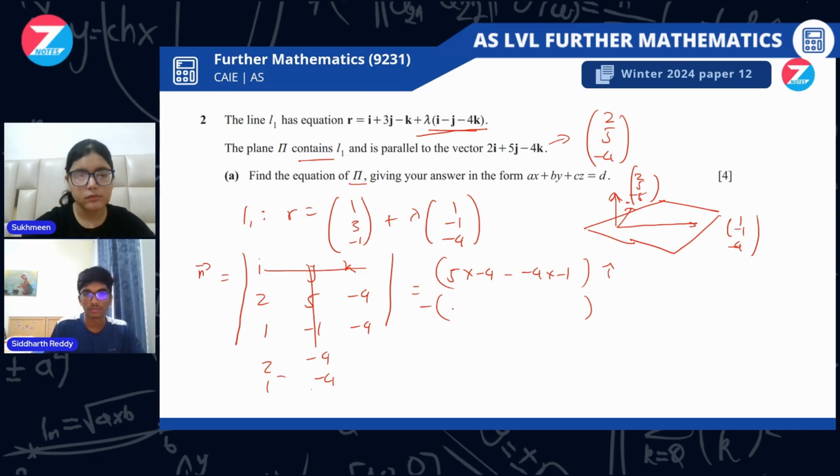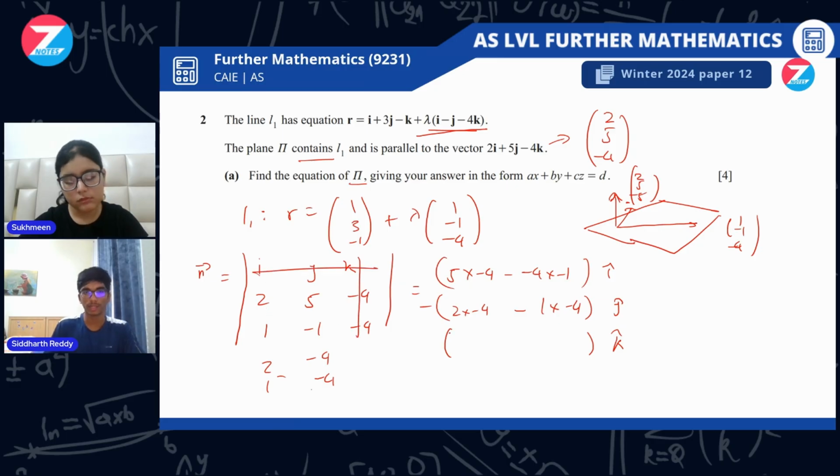So 2 into minus 4 is, okay, I'll just write it first. 2 into minus 4 minus 1 into minus 4, J. And for K, same thing. So that's 2 into minus 1 minus 5 into 1.